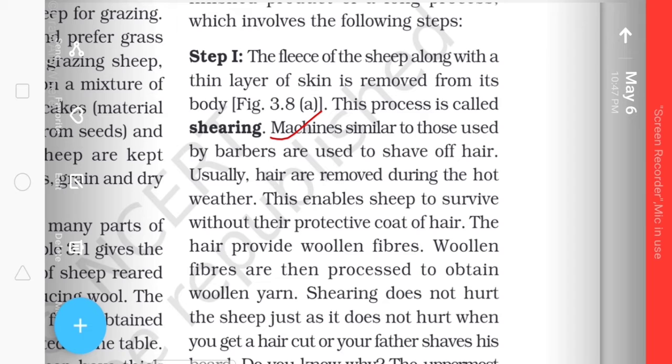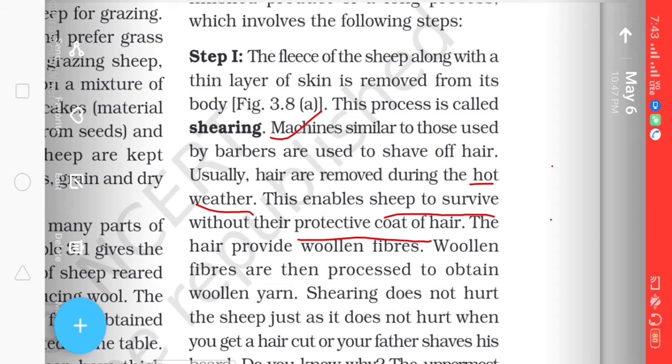Machines similar to those used by barbers are used to shave off hair. What are we using to remove the hair of the sheep? We are using a shaving machine, just like the barbers are using a machine to shave off the beard, isn't it? Just like that, the same machines are used to shave off the hair of a sheep, okay. Usually hair is removed during hot weather. When do we remove the hair? During hot weather. This enables sheep to survive without the protective coat of hair. Why? So that the sheep can survive without the protective coat of hair.